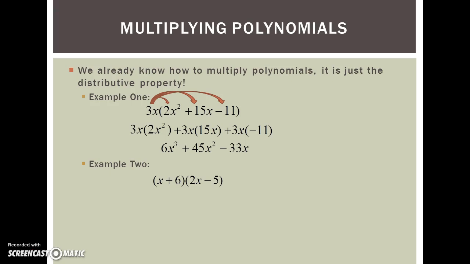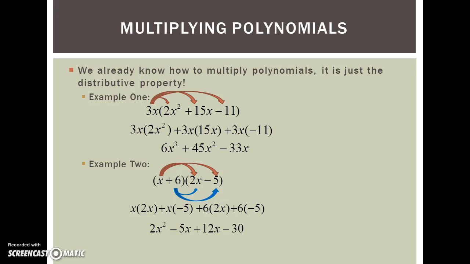Now, it gets a little more complicated when we start having a binomial by a binomial. But here it's the same idea. Everything in the first term is multiplied by everything in the second. So we get x times 2x, and then x times negative 5, 6 times 2x, and 6 times negative 5. So we end up with 2x squared minus 5x plus 12x minus 30.